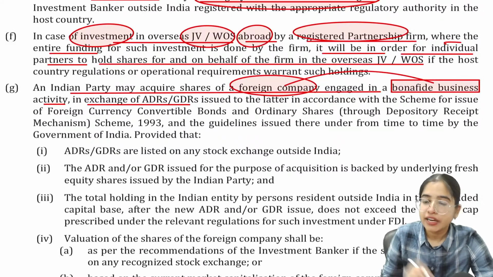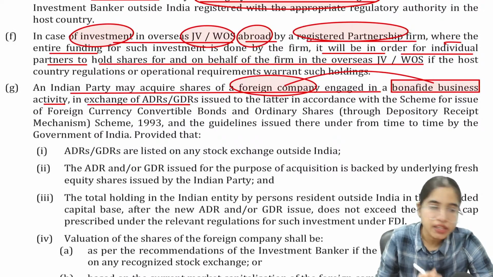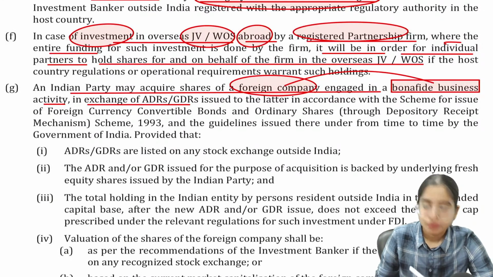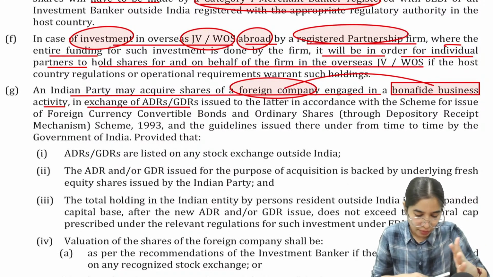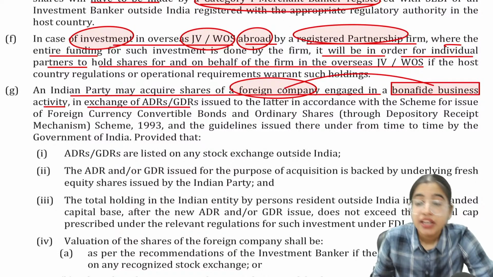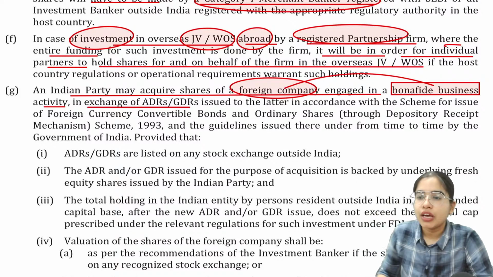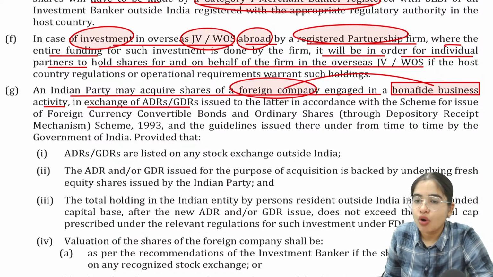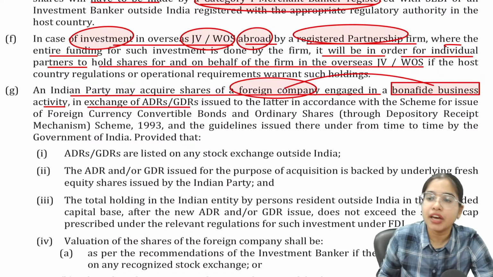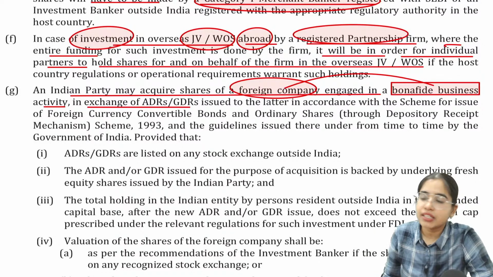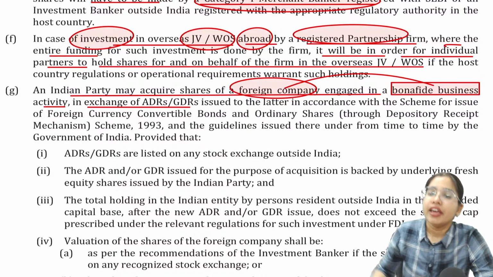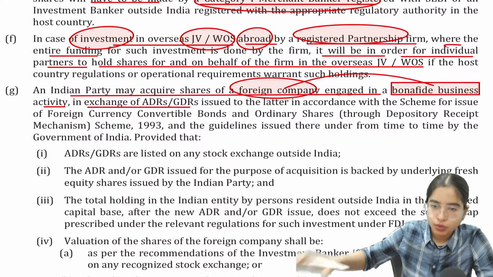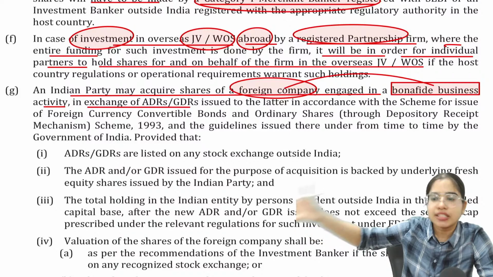Next is, if the Indian party is acquiring shares in a foreign company which is engaged in bona fide business activity in exchange of ADR GDR. So here one point is given that if we are purchasing shares of a foreign company and in return we are giving ADR GDR. What is ADR GDR? You will study in very detail in your group 2. Basically what happens, let's say here we are not giving money. What we are saying is that the foreign entity is giving us shares.